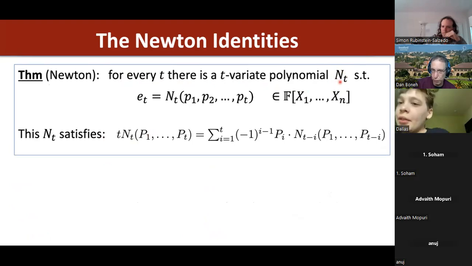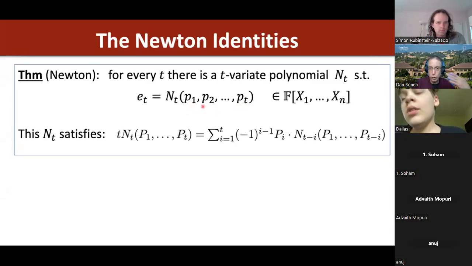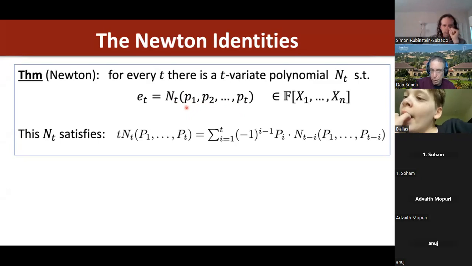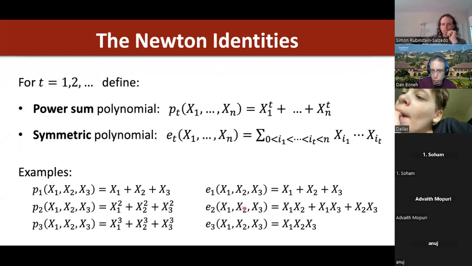It's a polynomial in t variables, which oddly, if I evaluate it after I have already computed the power sum polynomials P1, P2 up to Pt, and plug those sums into n_t, I actually get the symmetric polynomial. Basically, if I want to compute E2, I can easily compute it from P1 and P2. There's a simple polynomial that combines P1 and P2 and gives me E2. Similarly, there's a simple polynomial that combines P1, P2, and P3 and gives me E3.